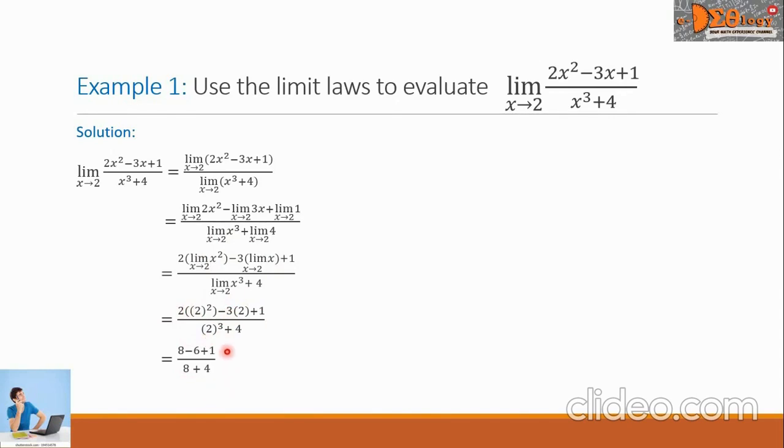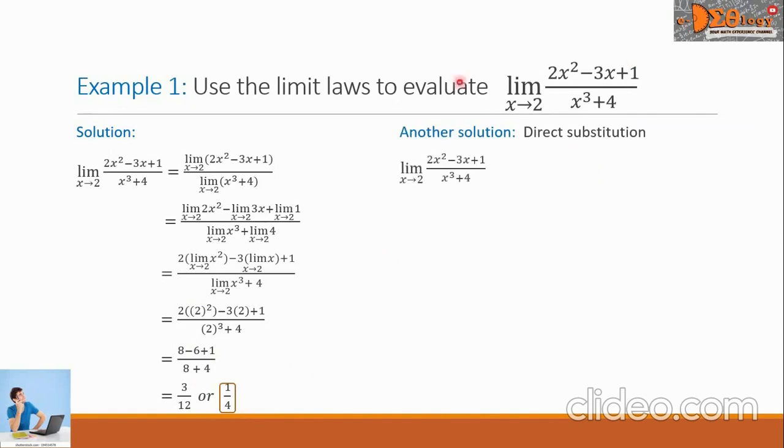Our numerator now is simplified into 3 all over the denominator 12. We can simplify our fraction here to be 1 over 4. This is our answer. We have another solution, and that is what we call direct substitution.